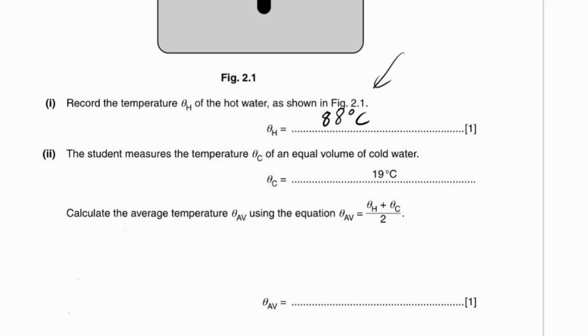2. The student measures the temperature θc of an equal volume of cold water, and there we have θc equals 19 degrees Celsius. Calculate the average temperature θ average using the equation θ average equals θ hot plus θ cold divided by 2. Alright, let's put down our calculations. There we are, so it's 88 degrees Celsius plus 19 degrees Celsius divided by 2, and that gives me 53.5 degrees Celsius.